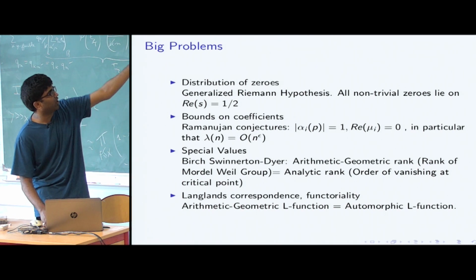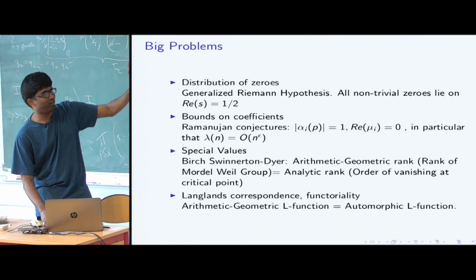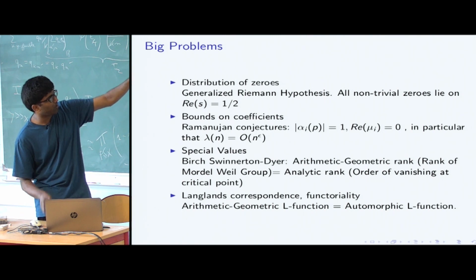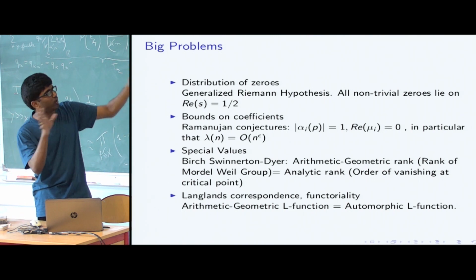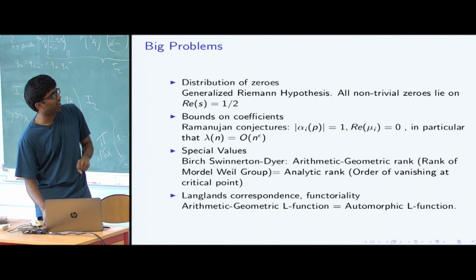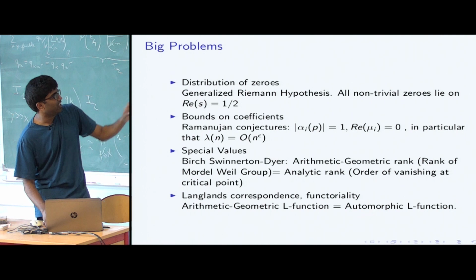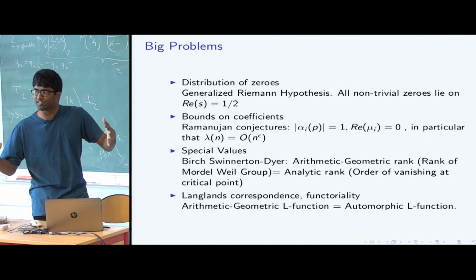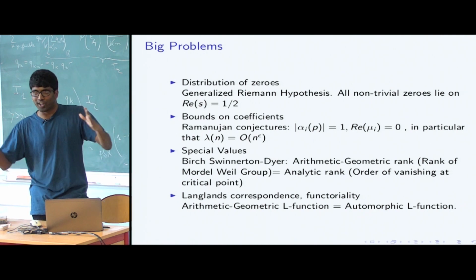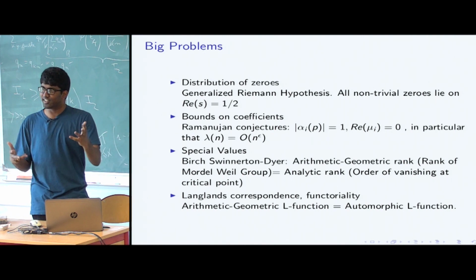Okay, and there are other main problems about special values. The arithmetic geometric rank is related to analytic ranks. For instance, for an elliptic curve, the rank of the Mordell-Weil group comes from the order of vanishing at the critical point. And more generally, we have this set of all different kinds of L functions, and we want to understand how they are related.